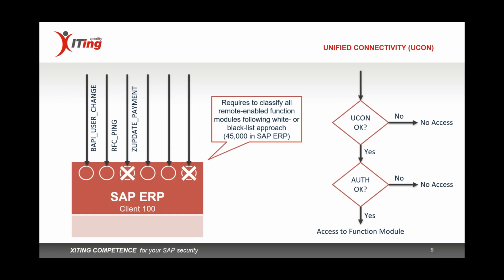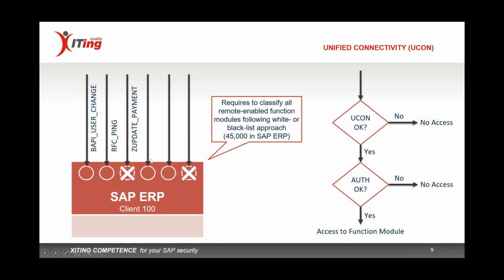So how does that work? I have an easy example here. We have function modules here on the left-hand side, for example BAPI_USER_CHANGE, RFC_PING, and might also be a custom one. With UCON, we can just say, okay, we allow it or we don't. So for example, BAPI_USER_CHANGE and RFC_PING are allowed, but my custom one, we block. If we follow a whitelist approach, then we have to whitelist all the ones we want to allow. If we follow a blacklist, then we have to blacklist the ones we don't want to allow.